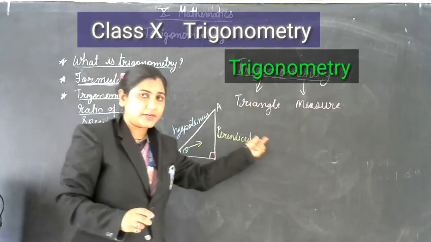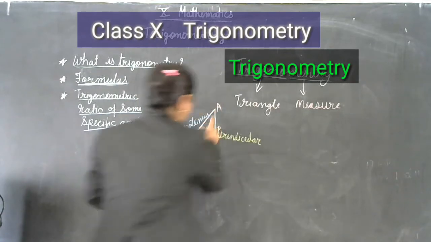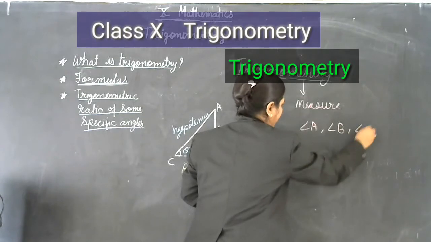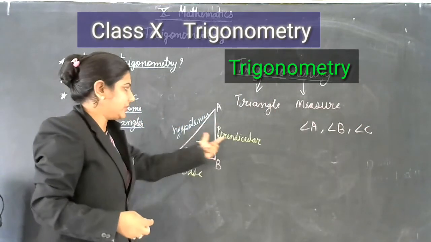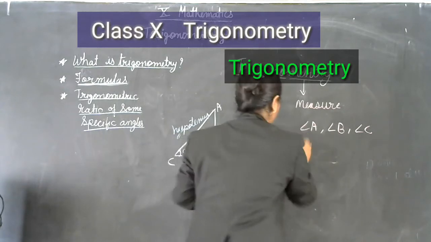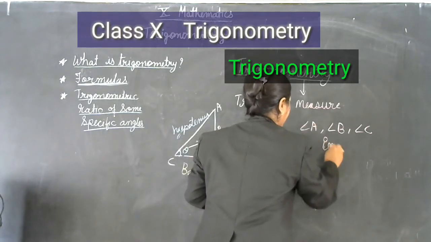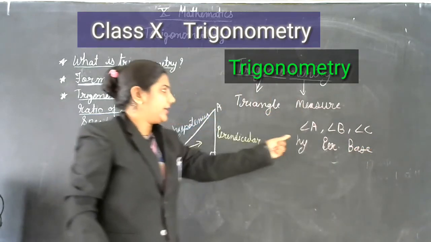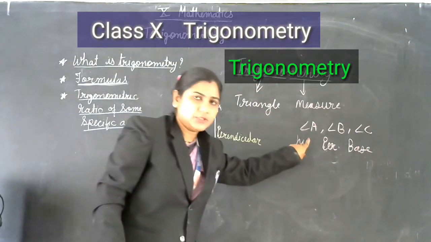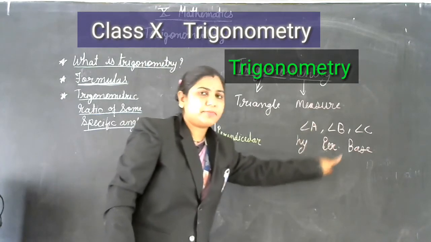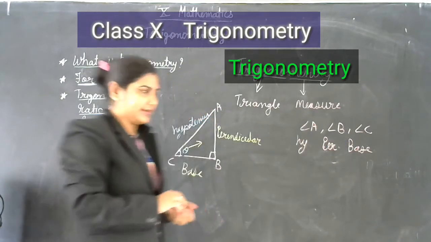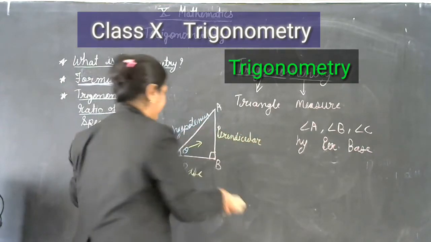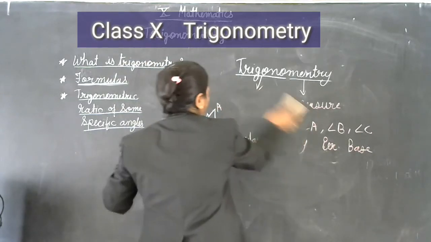Means in trigonometry we can measure, here we have three angles, angle A, angle B, angle C, and three sides: hypotenuse, perpendicular and base. So in trigonometry we measure the angles of the triangle and the hypotenuse, perpendicular and base of the triangle. In trigonometry we discuss these things only.